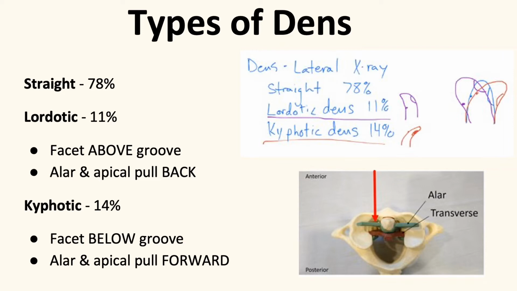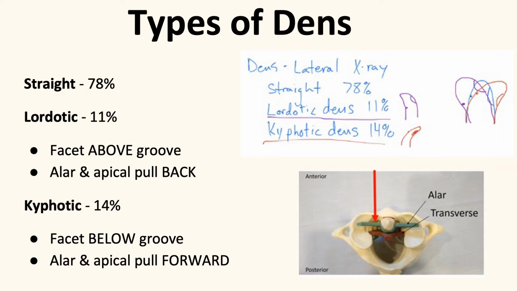Okay, important things to know about the descriptions of lordotic versus kyphotic dens. So this is a good thing that you can kind of use your hand, use your own body to try to visualize. You want to relate the facet for fovea dentis to the position of the groove for the transverse atlantal ligament and how the dens is being pulled, forwards or backwards. So that's where 1 or 2 test questions will come from, and it can be a little bit confusing.